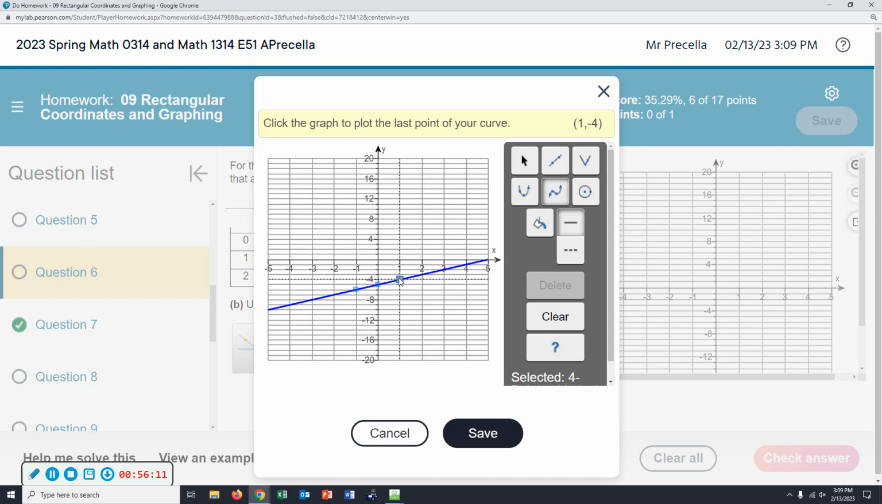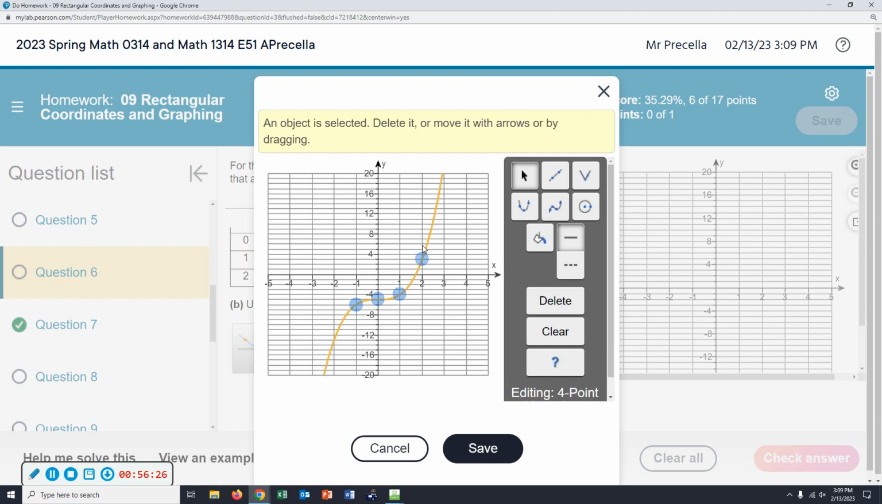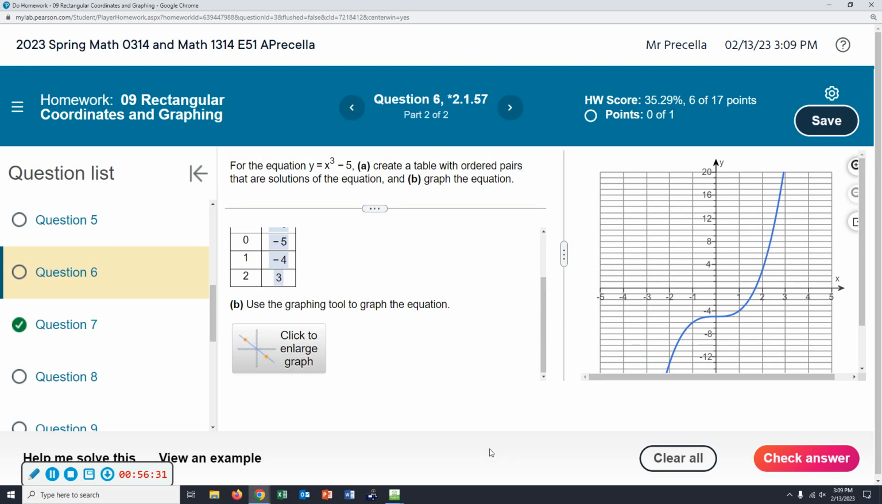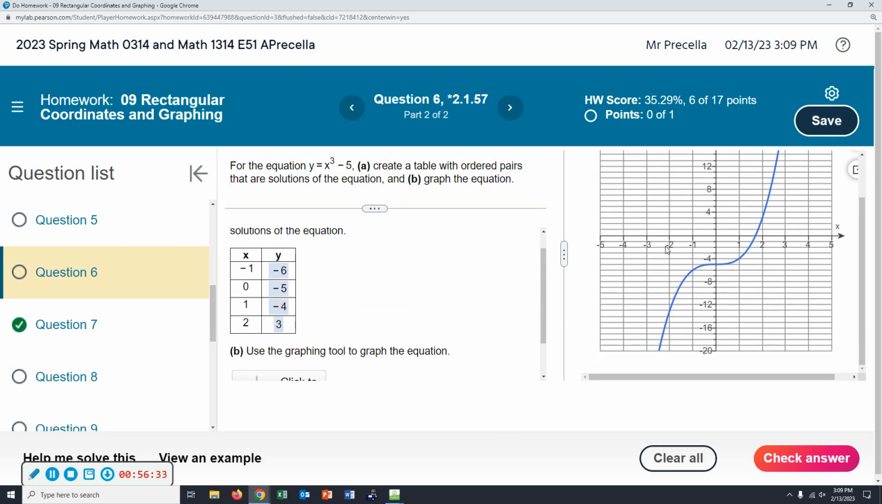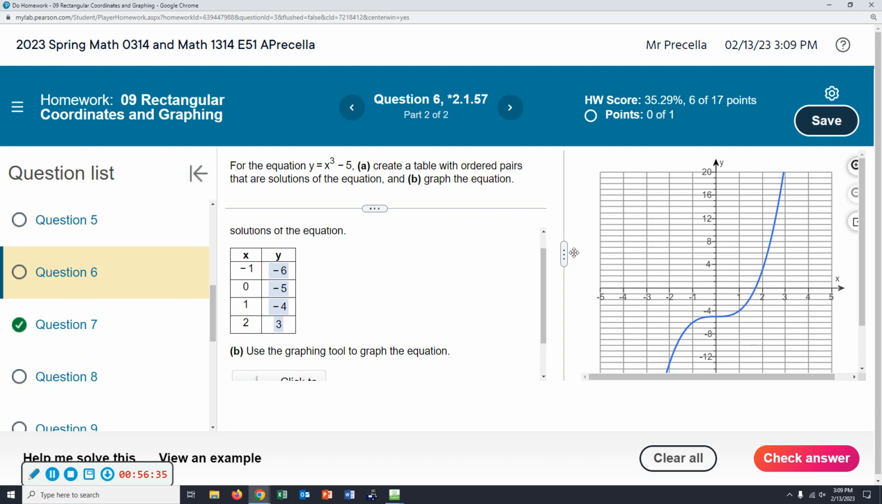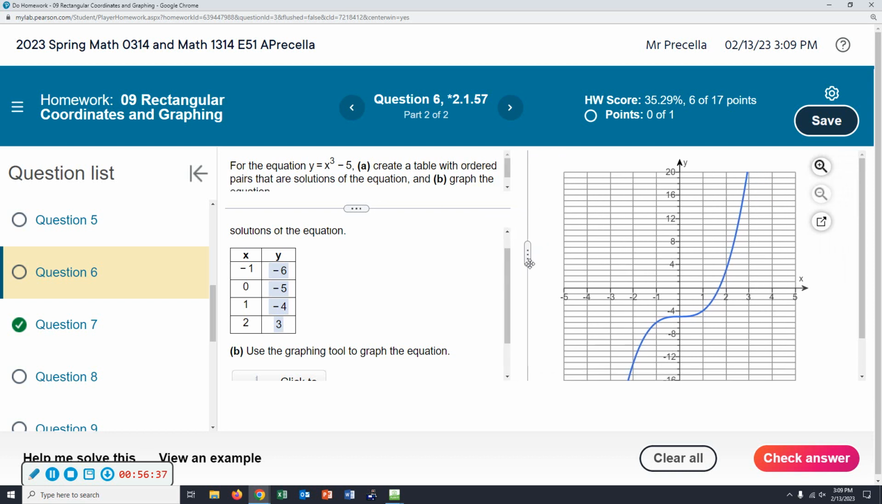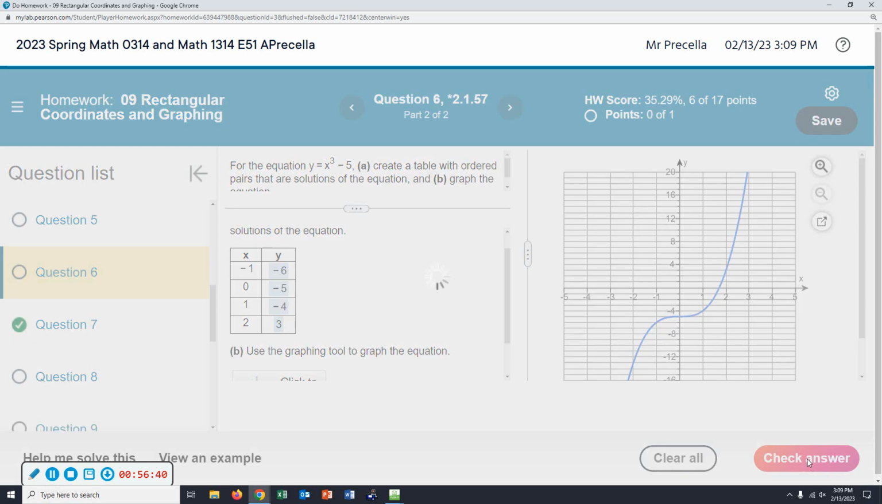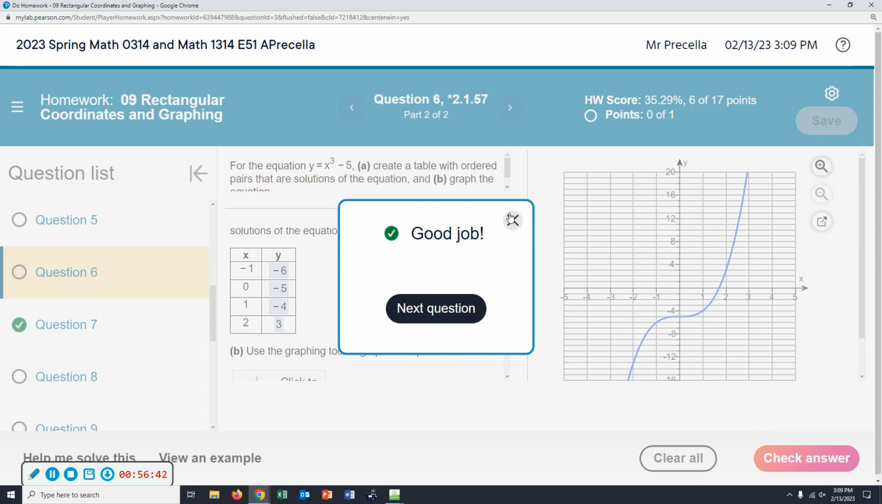But once we plot the fourth point, right 2, up 3, it turns out it's more of a squiggly line than anything else. Right 2, up 3, yeah. I'll say save it. There it is. Check. Okay.